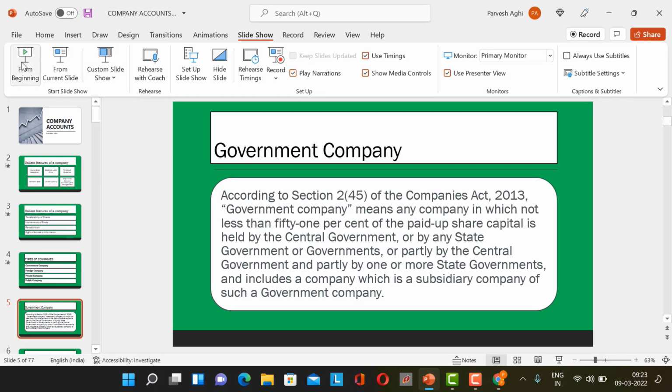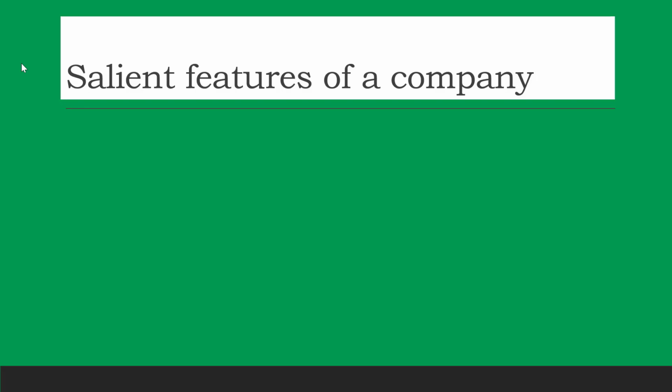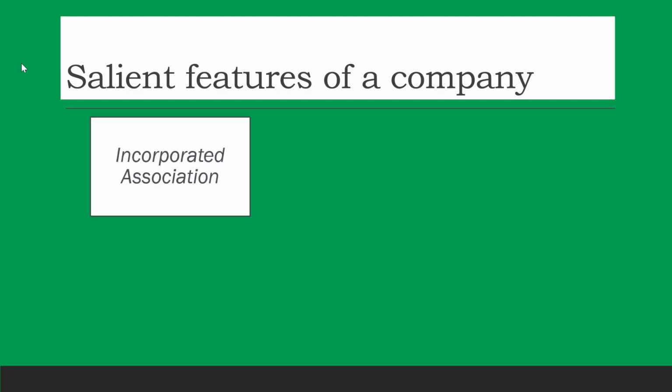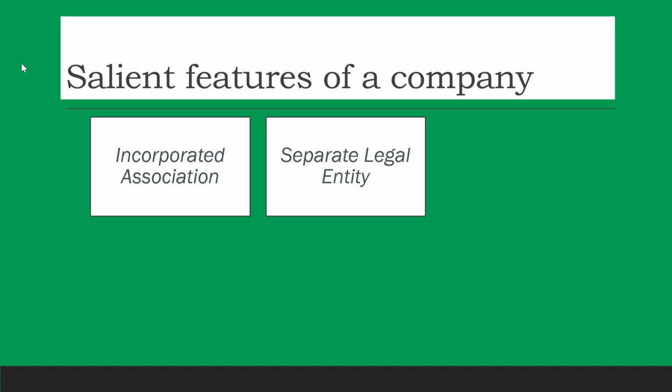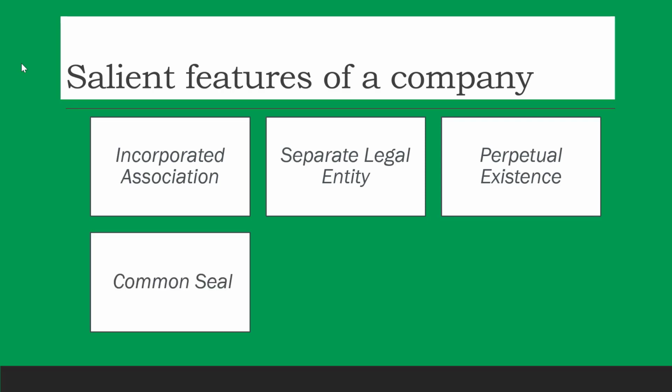What we have started today, because I'm just going to repeat a bit, you can always watch the recording. We are going to start a new chapter called company accounts. We discussed some features of the company. It's an incorporated association, that means it is registered under the Companies Act 2013. It has a separate legal entity, and it has a perpetual existence, that means it will keep continuing the business till it is wound up under the Companies Act.